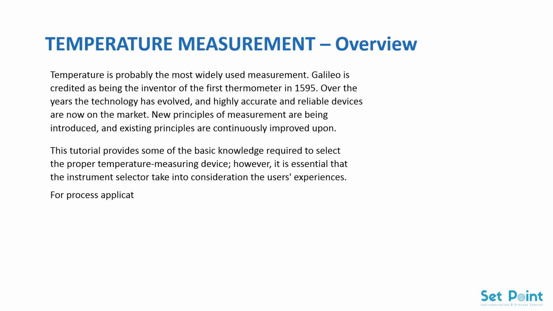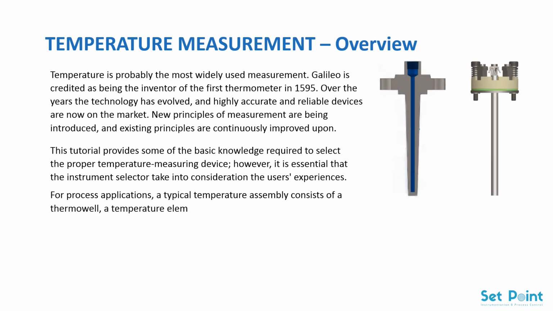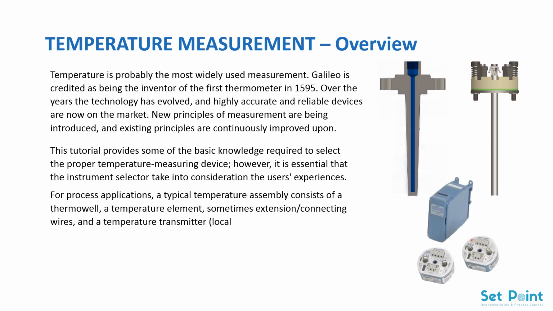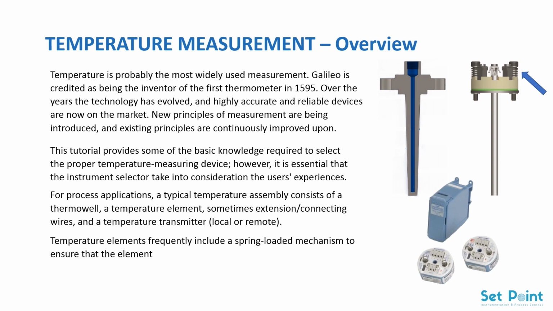For process applications, a typical temperature assembly consists of a thermowell, a temperature element, sometimes extension connecting wires, and a temperature transmitter, local or remote. Temperature elements frequently include a spring-loaded mechanism to ensure that the element tip makes positive contact with the internal bottom of the well.